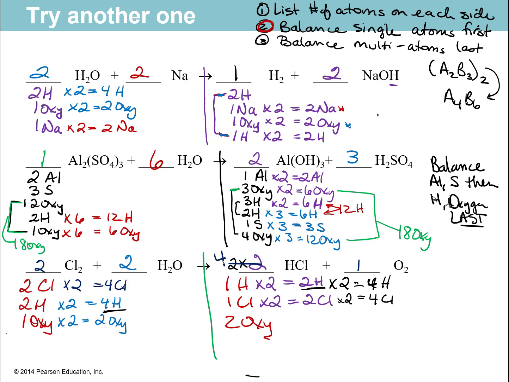That's okay. At the end of the day, as long as I have the simplest whole number ratio. So I would read this and say 2 chlorine plus 2 water molecules react to form 4 HCl and 1 oxygen. So that's what those coefficients are telling me. They're telling me how many of each I would need in order for that reaction to occur.